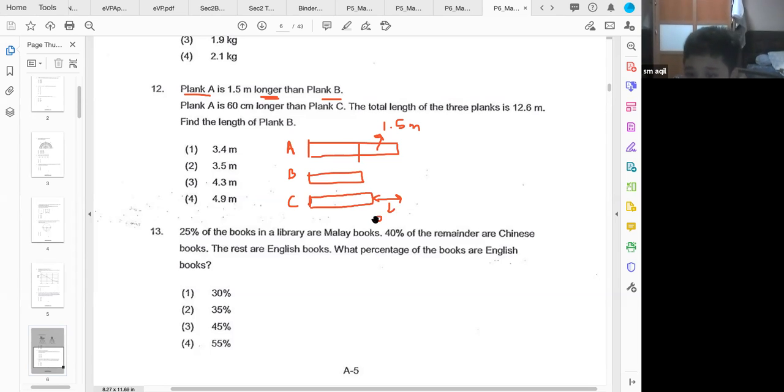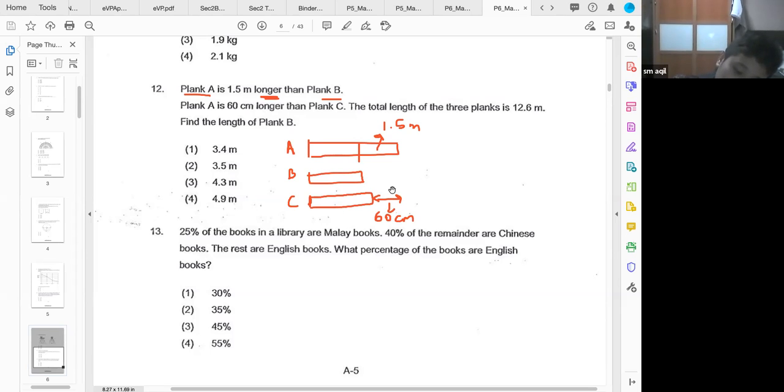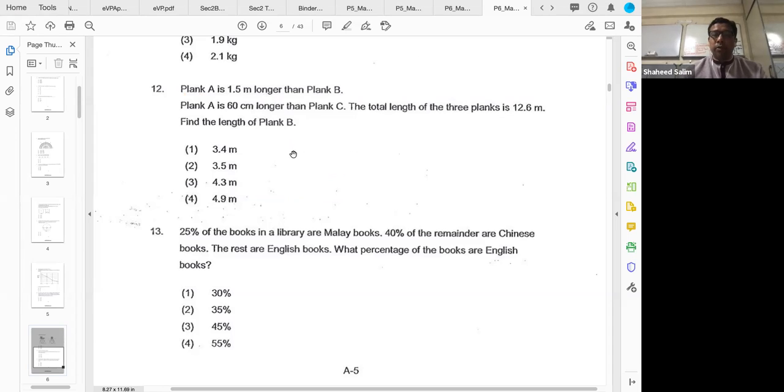Tomorrow English. Okay, so this one is 60 cm. Because plank A is longer than plank C by 60 cm. But not the whole thing. So maybe you all cannot see clearly. I'll draw again. So you have A, B, and C. So A is like that. B is like that. A is 1.5 meters more down here like that.